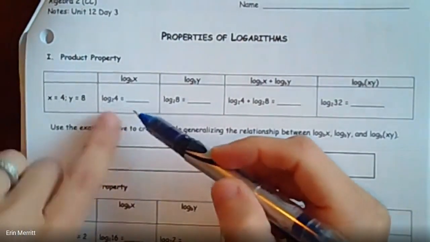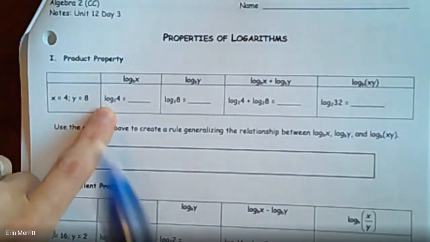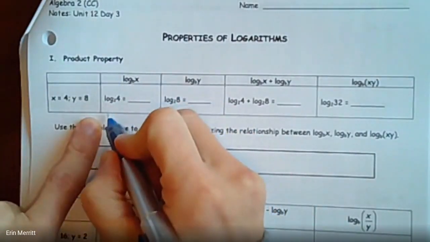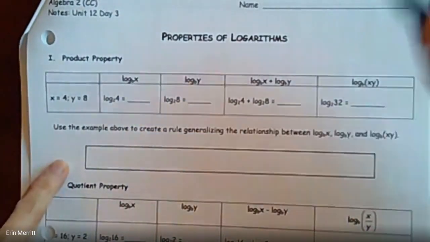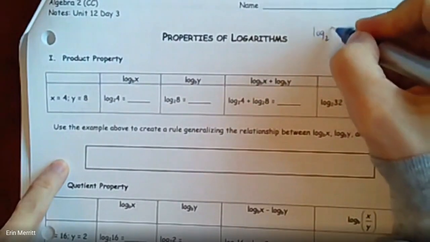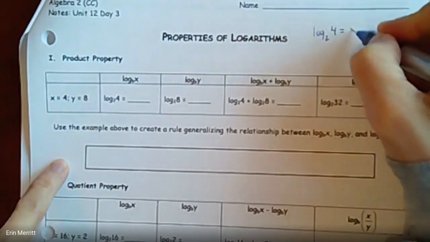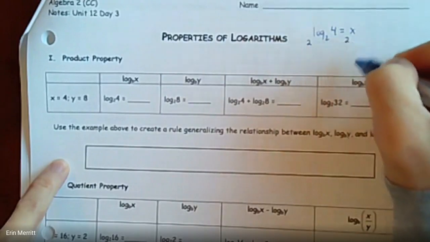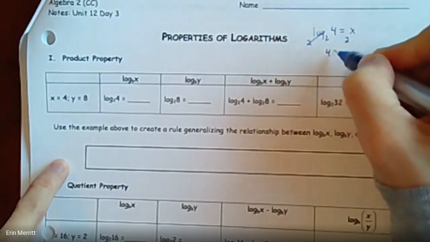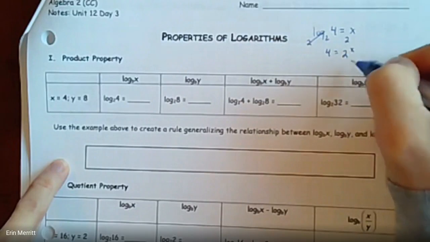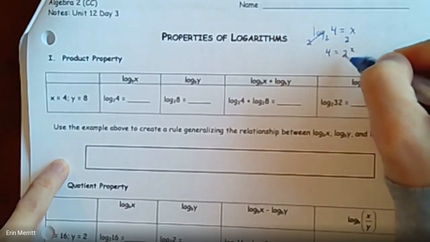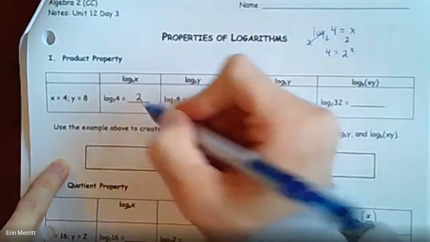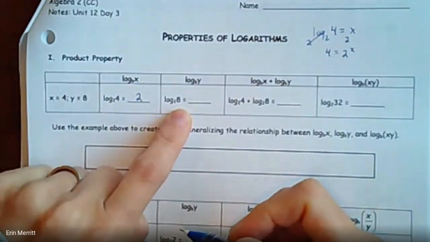So for each one of these, if I evaluate log base 2 of 4, and I'll do the work off to the side here, if I set it equal to x, we learned yesterday that I can exponentiate to rewrite this. So this would be 4 equals 2 to the x power. So x would have to be 2. So 2 squared is 4, so that's equal to 2. Right? So I want you to do that with each one of these.